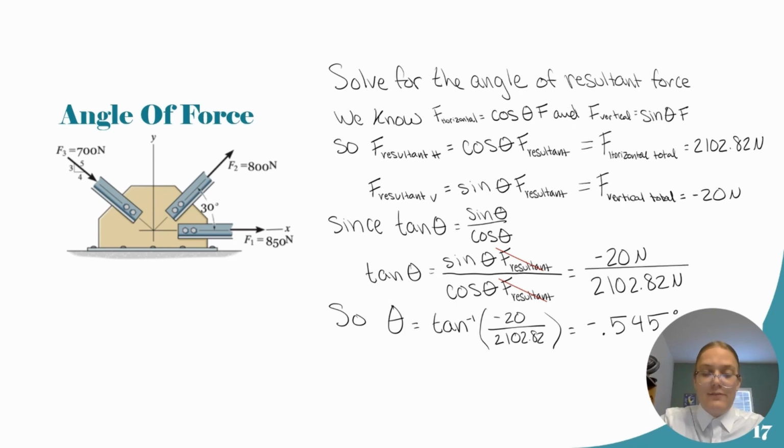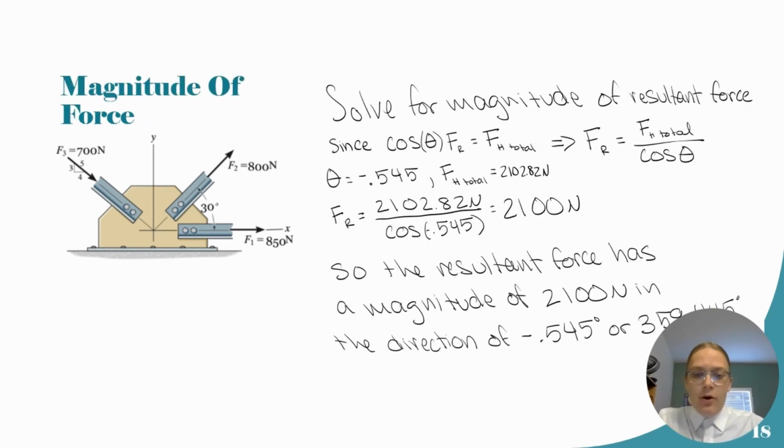negative 0.5 degrees. And then, using cosine theta times the resultant force, we can rearrange and solve for our resultant force by taking the horizontal total and dividing it by the cosine of our angle. So substituting those values in, we get 2100 over cosine of negative 0.545, which is approximately equal to 2100 newtons. So finally, our resultant force has a magnitude of 2100 newtons in the direction of negative 0.545 degrees, or 359.5 degrees.